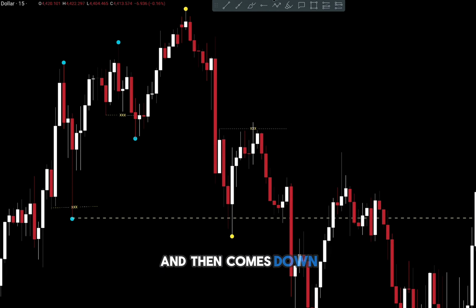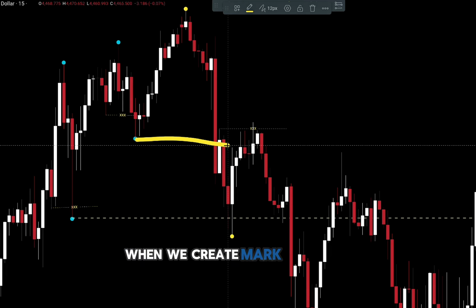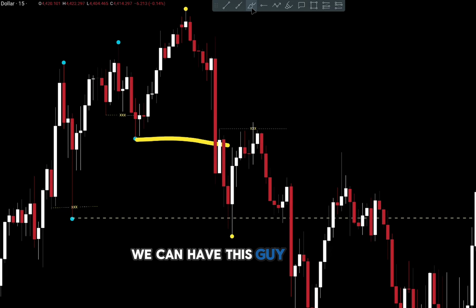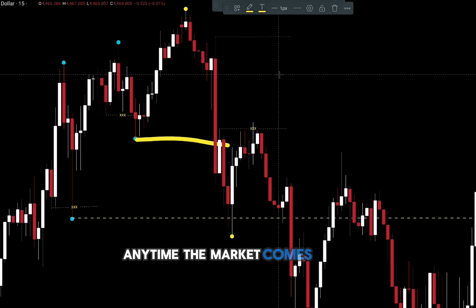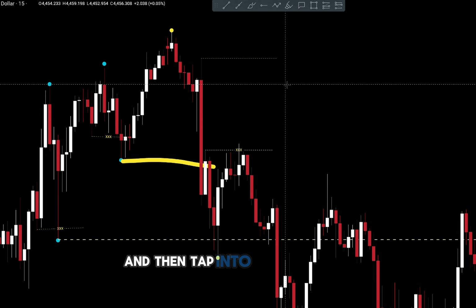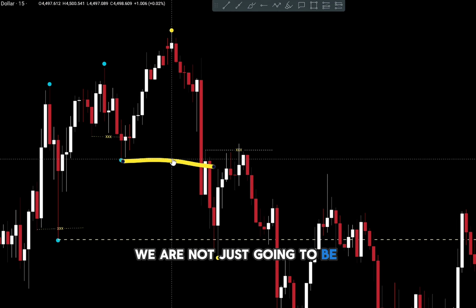So we can mark this place as our liquidity, and you can see the market travels to that place exactly and then comes down. Someone will ask, what about this one? When we mark this way and then we see the break, we can have this one here as our liquidity. Anytime the market comes back here, it's going to target to take this high and then tap into here and drop, depending on the direction.